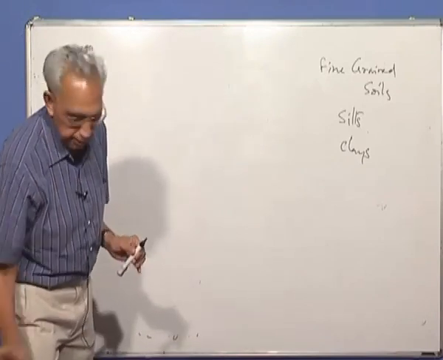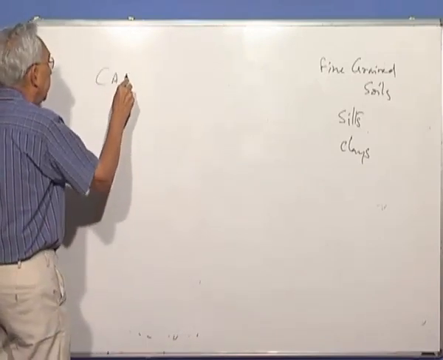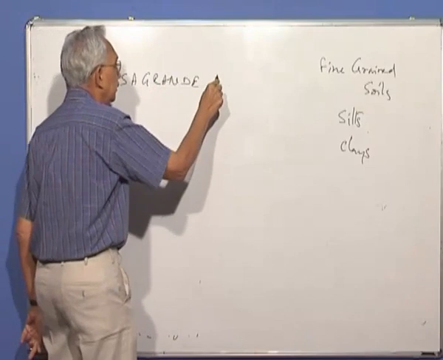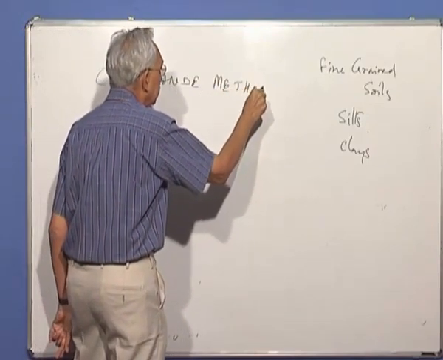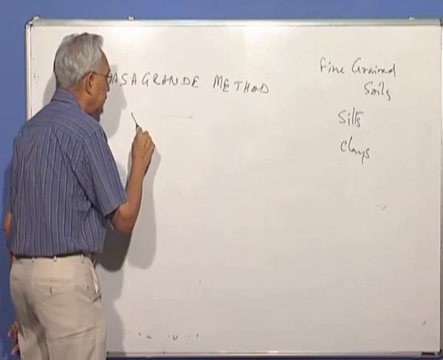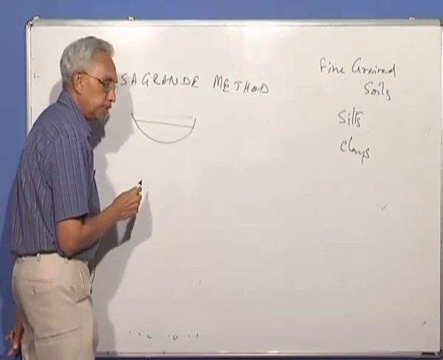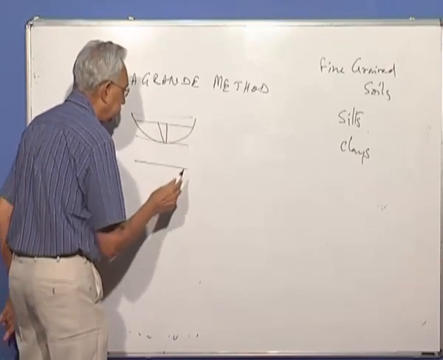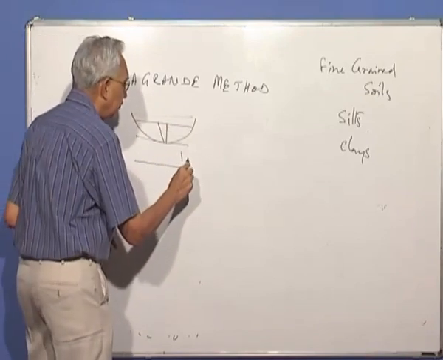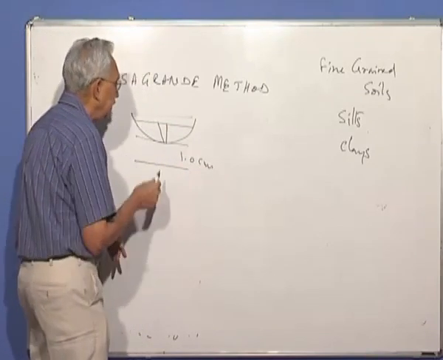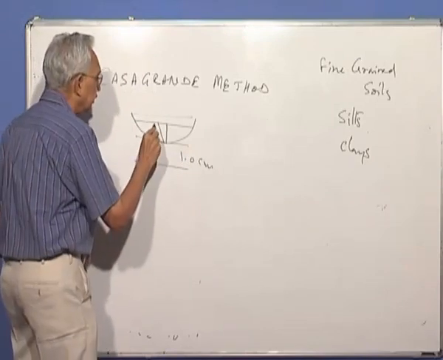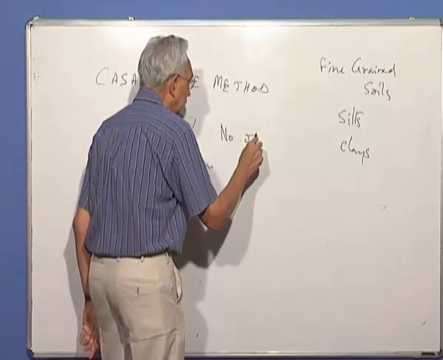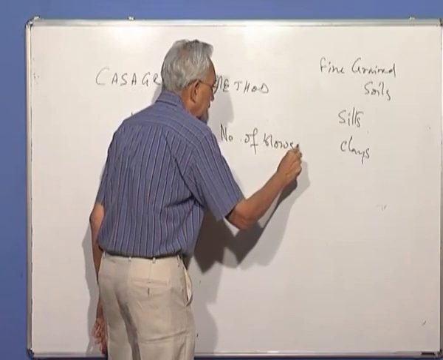We determine liquid limit by what is called the Casagrande method. He has taken a cup, a steel cup, filled it with soil, makes a groove, and then this cup is lifted and dropped by a distance of 1 centimeter. Then you find that because the soil is so soft, it tries to close. And we count the number of blows to close the gap.